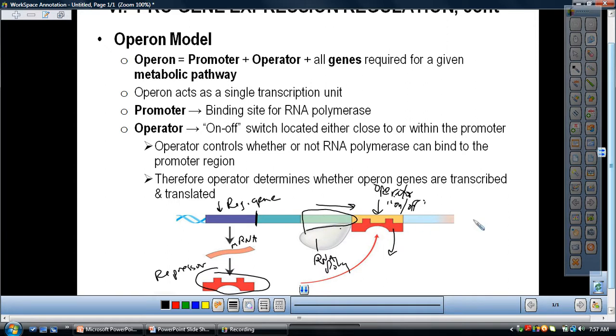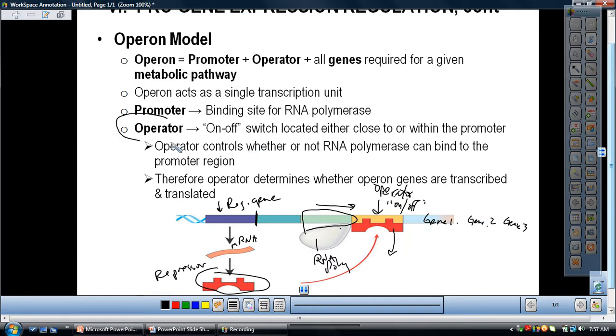So all of the genes that are down here, this might be gene 1, and you might also have a gene 2, you might have a gene 3, because in a lot of cases, prokaryotes have multiple genes that code for something that they're trying to make. In this case, it might be making lactase. So if the operator is on, okay, then this RNA polymerase can come down and transcription will occur.